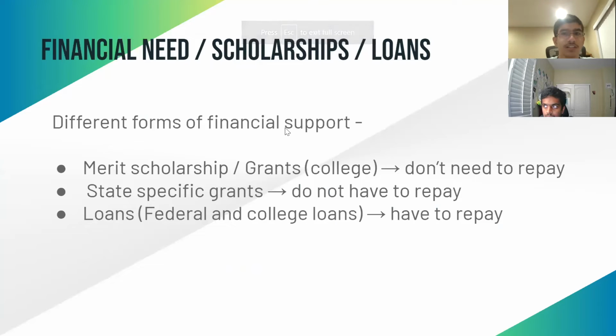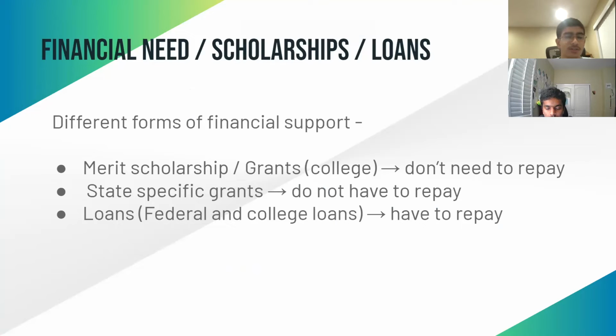All right, so financial need, scholarships, and loans. Now, you may know that colleges cost a lot, especially if you're looking at a private college. For example, a lot of the Ivy League colleges can cost anywhere from about 60K to 70K dollars a year if you look at just their tuition and room and board all included. Now, many students actually don't pay that cost. They get various forms of financial support.